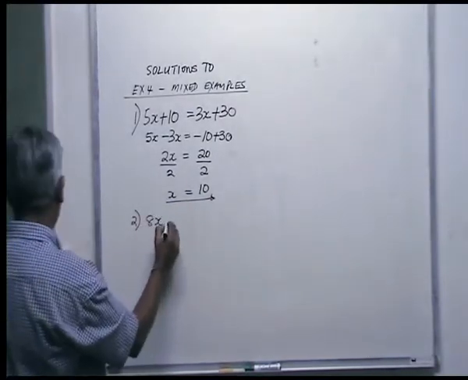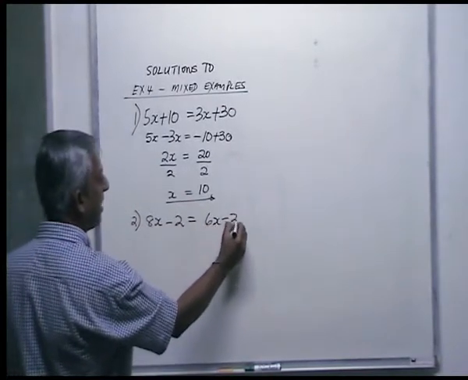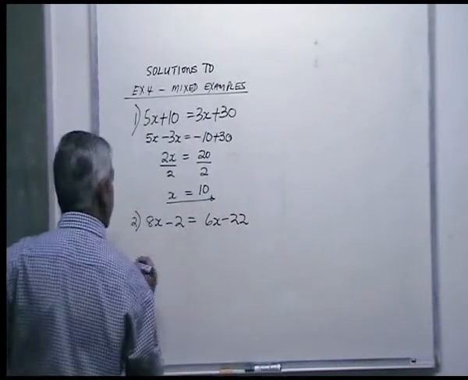The question was 8x minus 12 is equal to 6x minus 22.